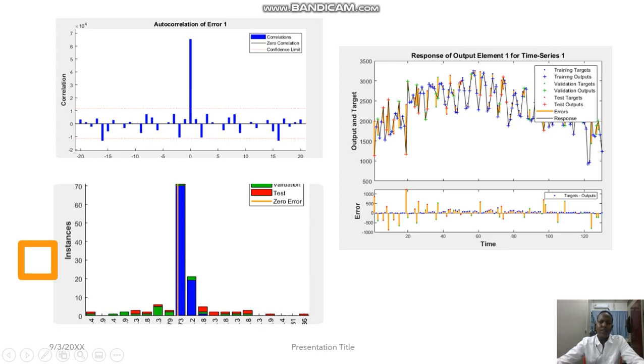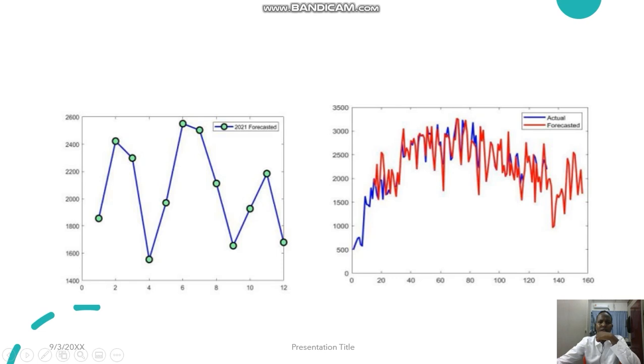We have here the validation tests and the zero errors. We are also going to find the response of output elements of the time series. This graph is our output and the target that we are going to find. And finally, we have our forecasting. This is the actual forecasting.